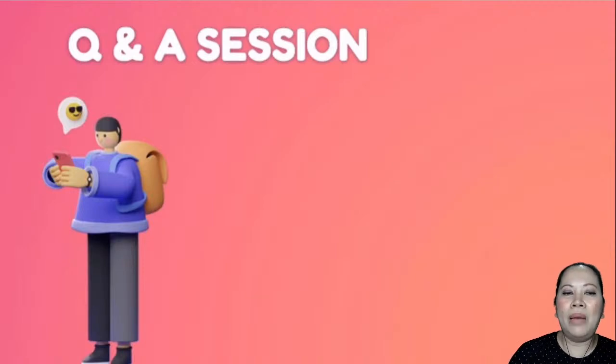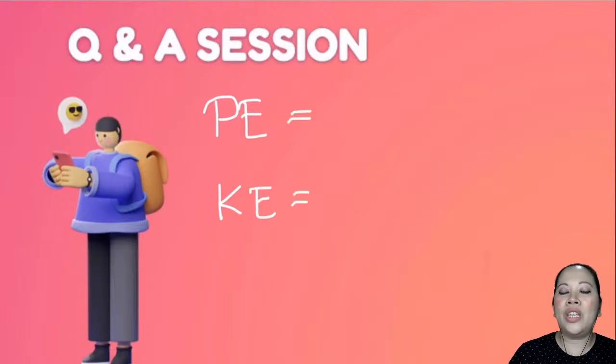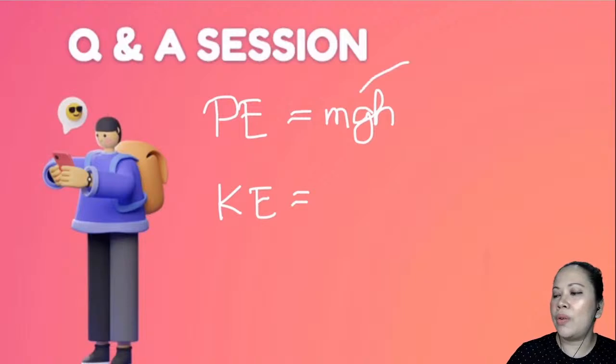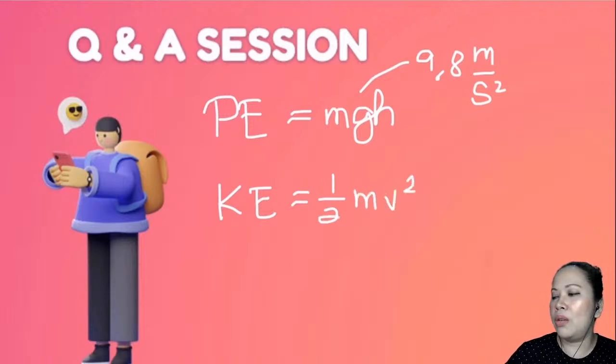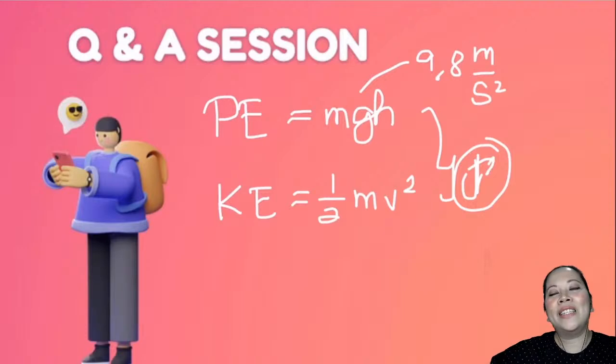Let me pause for a while and see if anyone has a question. So again, we have learned two types of energy, potential and kinetic energy. Potential energy is the stored energy, while kinetic energy is the energy in motion. Potential energy can be solved using mgh, which is mass times gravity times height, where gravity is 9.8 meters per second squared. Kinetic energy is 1/2 mass times velocity squared. Both have SI unit in joules. Please let me know if you have a question before we proceed with our game.